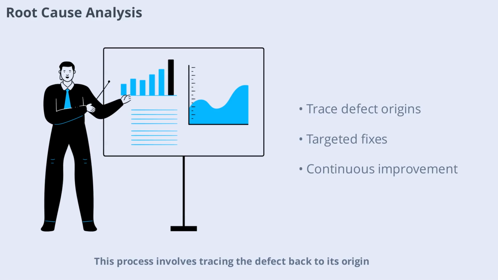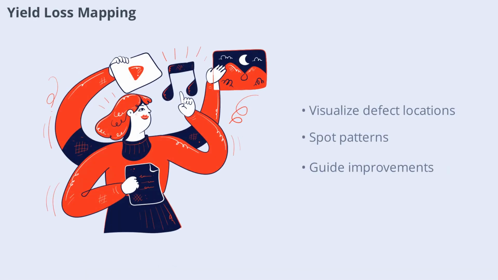When a defect is found, the next step is root cause analysis. This process involves tracing the defect back to its origin, whether it's a contaminated tool, a process variation, or a material issue. By identifying the root cause, engineers can implement targeted fixes and prevent similar defects in the future, steadily improving yield.